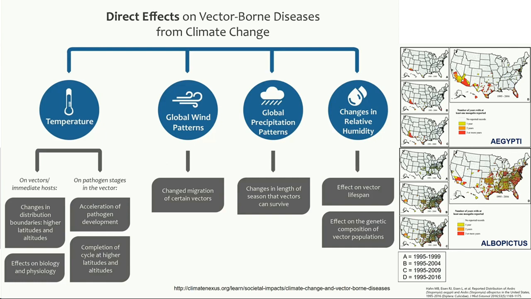We see effects on biology and physiology. There's acceleration of pathogen development. There's a completion of cycle at higher latitudes and altitudes. We have changed migration patterns of certain vectors, changes in length of seasons that vectors can survive, and there's an effect on vector lifespan also. There's effect on the genetic composition of vector populations.